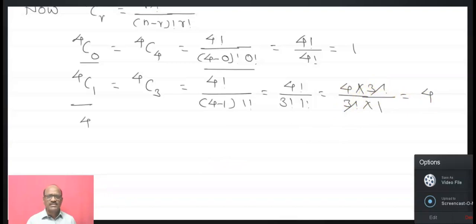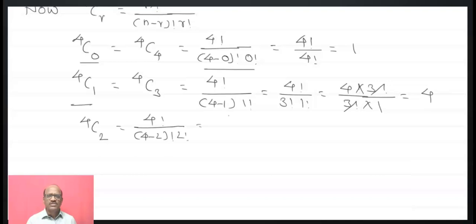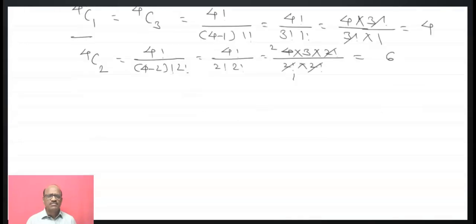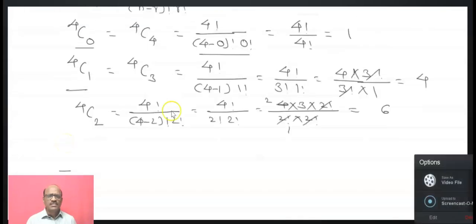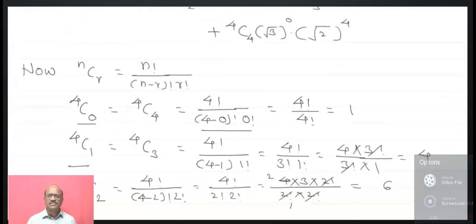Now next, 4C2 is equal to 4 factorial upon (4 minus 2) factorial into 2 factorial. Now see this here. 4 factorial upon 2 factorial into 2 factorial. Now 4 factorial can be written as 4 into 3 into 2 upon 2 factorial into 2 factorial. These two get cancelled. If we simplify that, 2 into 3, 2 factorial get cancelled. 2 into 3 is equal to 6. Now we are getting the values.